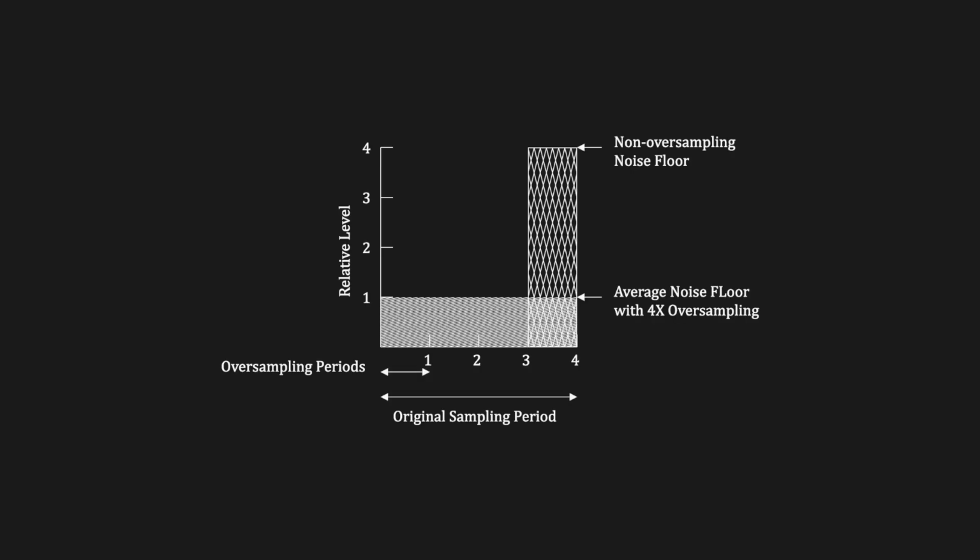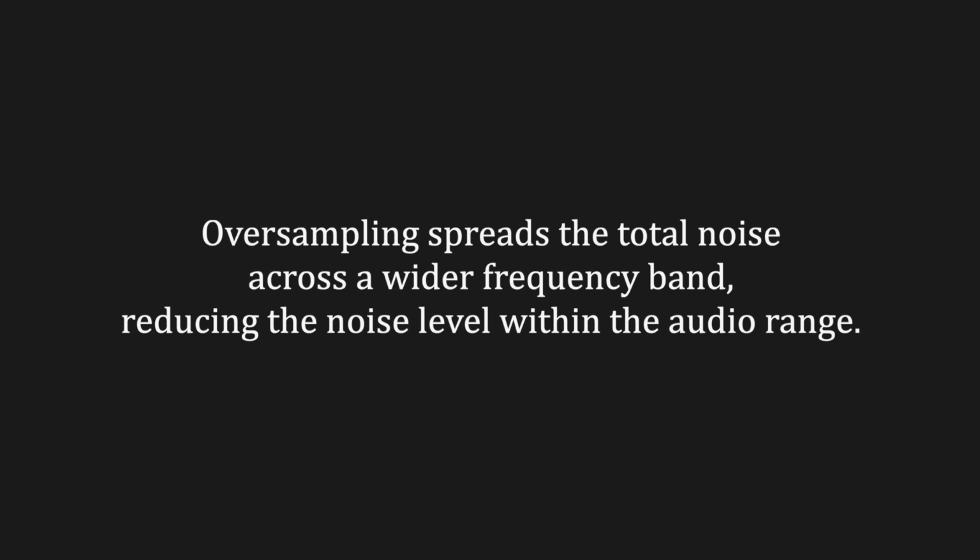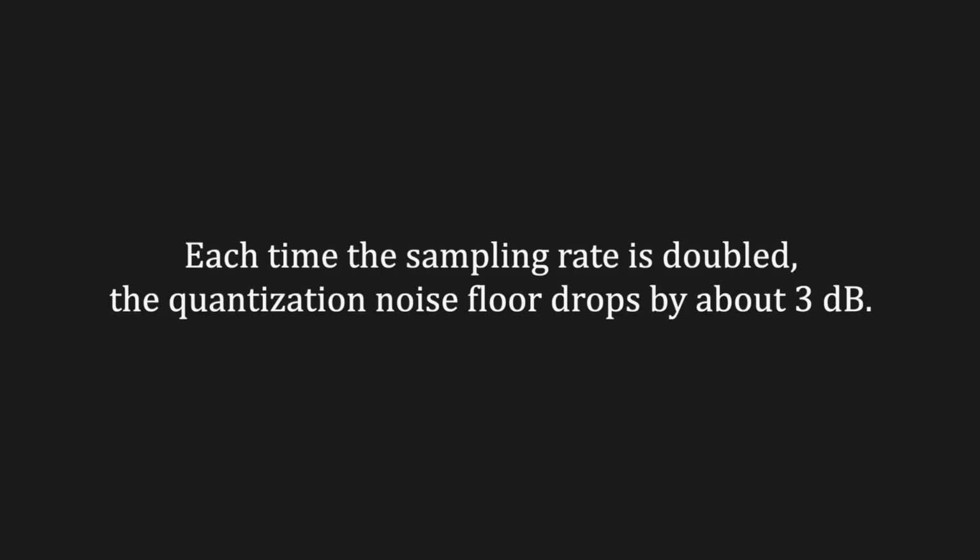Another major advantage of oversampling is that it helps lower quantization noise in the audible frequency range. Oversampling spreads the total noise across a wider frequency band, reducing the noise level within the audio range. Each time the sampling rate is doubled, the quantization noise floor drops by about 3 decibels.